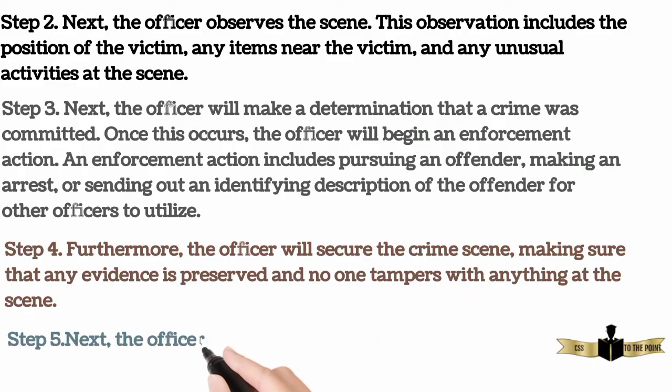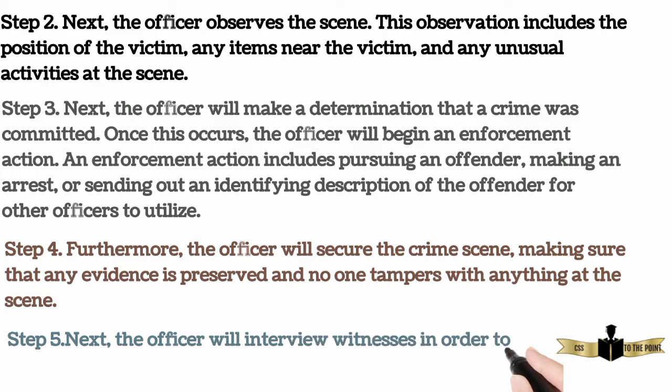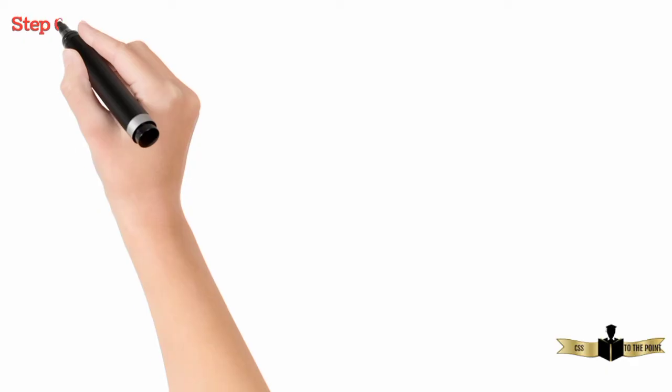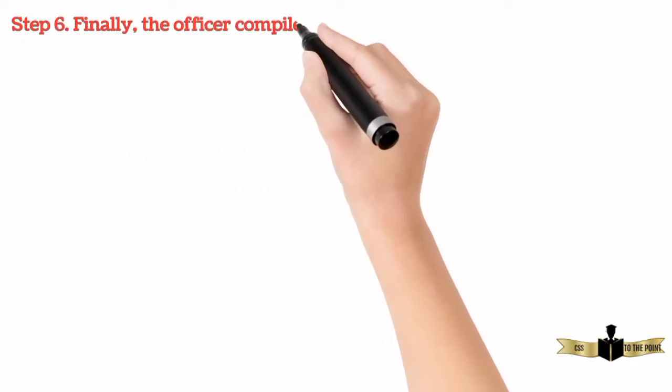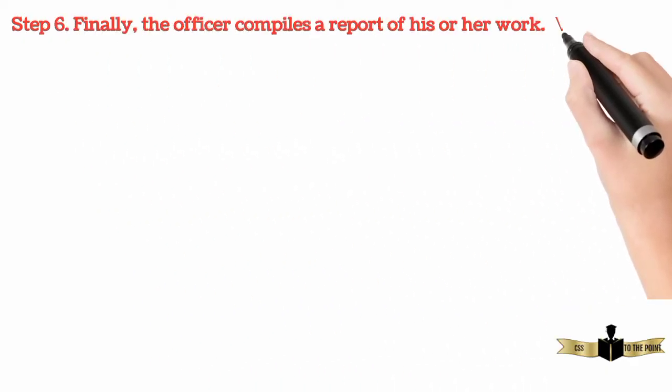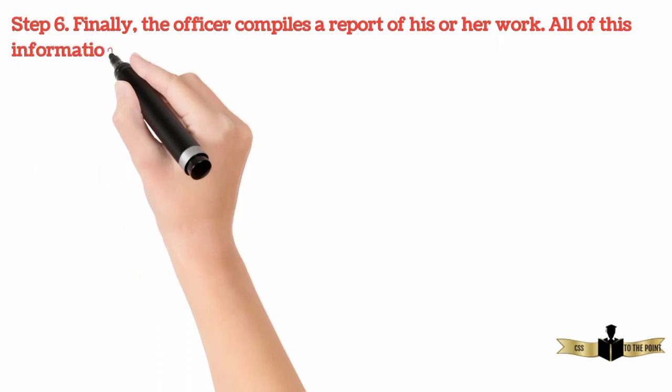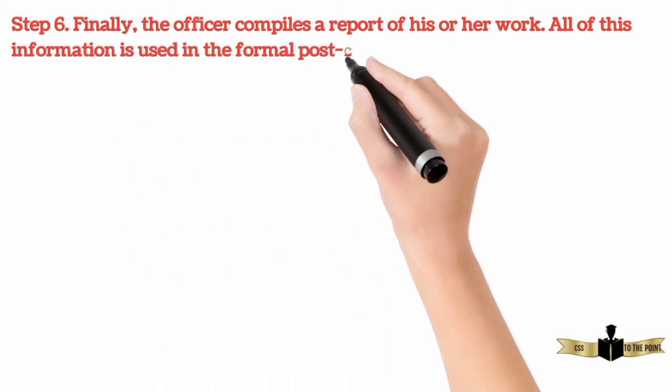Step 5. Next, the officer will interview witnesses in order to obtain witness statements. Step 6. Finally, the officer compiles a report of his or her work. All of this information is used in the formal post-crime scene investigation.